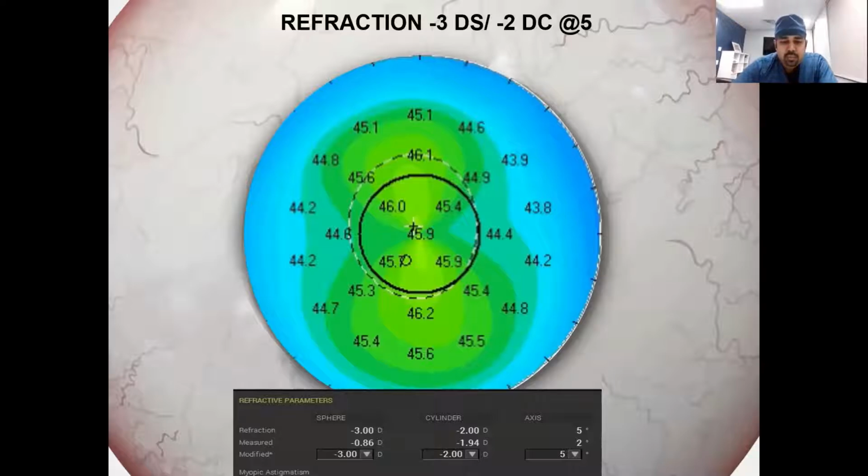And if you look at this patient, the bottom figure, the bar shows that the refraction cylinder that we measure is -2, and the measured cylinder on the topography is -1.94, and the axes also match. So this is a scenario which is easy.